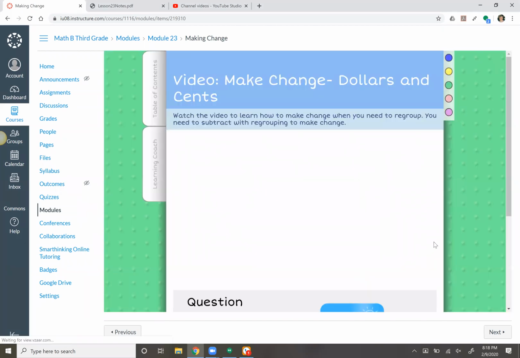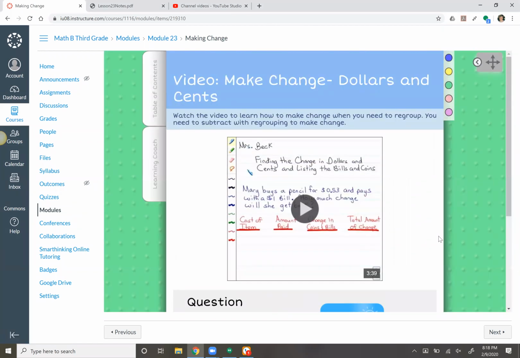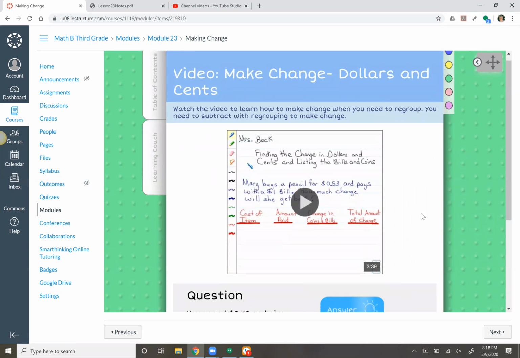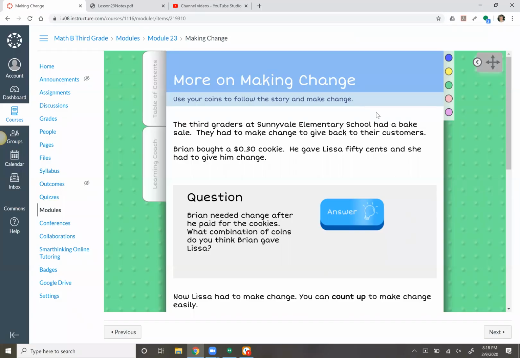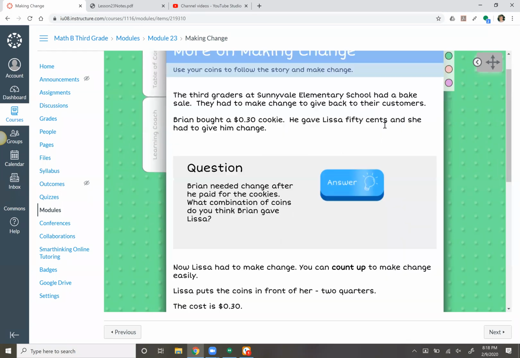Okay, now the next thing is a video on making change dollars and cents. So watch the video, do the self-check, and then come on back. So now we're going to do more on making change. So now we have the story.